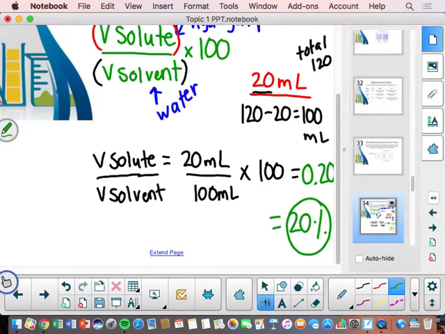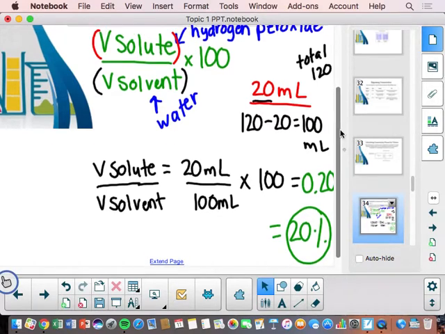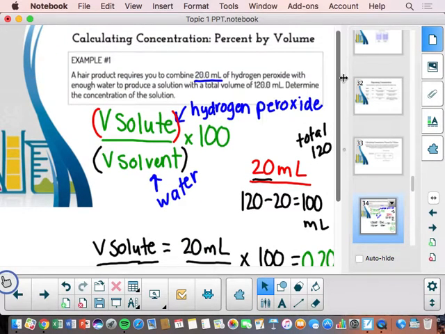Okay? So if we look back at the question, how much of the solution is made up of hydrogen peroxide? Well, 20% of it is hydrogen peroxide. Okay? Good.